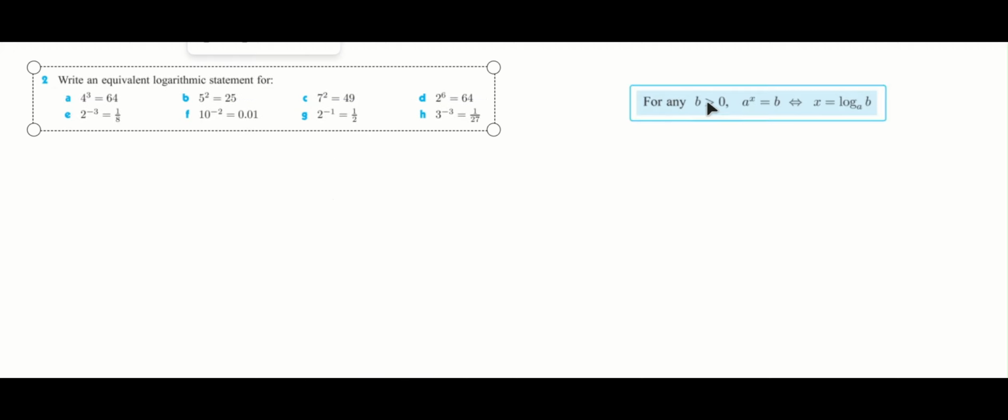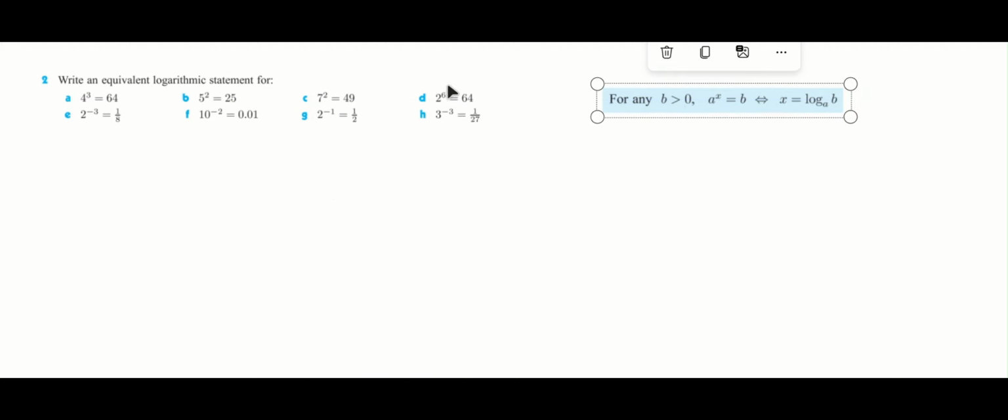Okay, awesome. So now we're on to question set 2. This one asks, write an equivalent logarithmic statement for, and we have questions A to H. Not too bad. If you remember in the last one, we brought them from a logarithmic statement to an exponential statement. So this is the logarithmic statement format, and this is the exponential format. So we're given the exponential statement, and we have to bring it to the logarithmic statement.